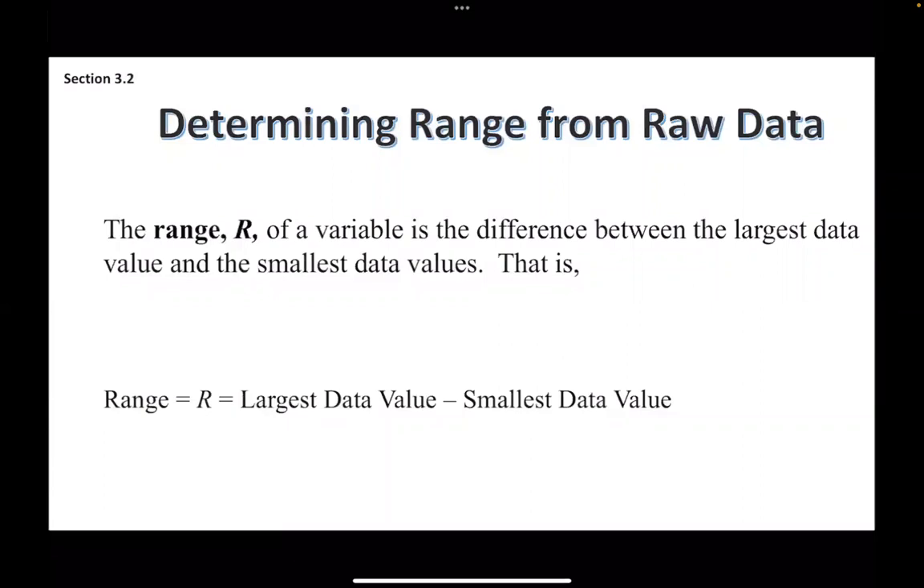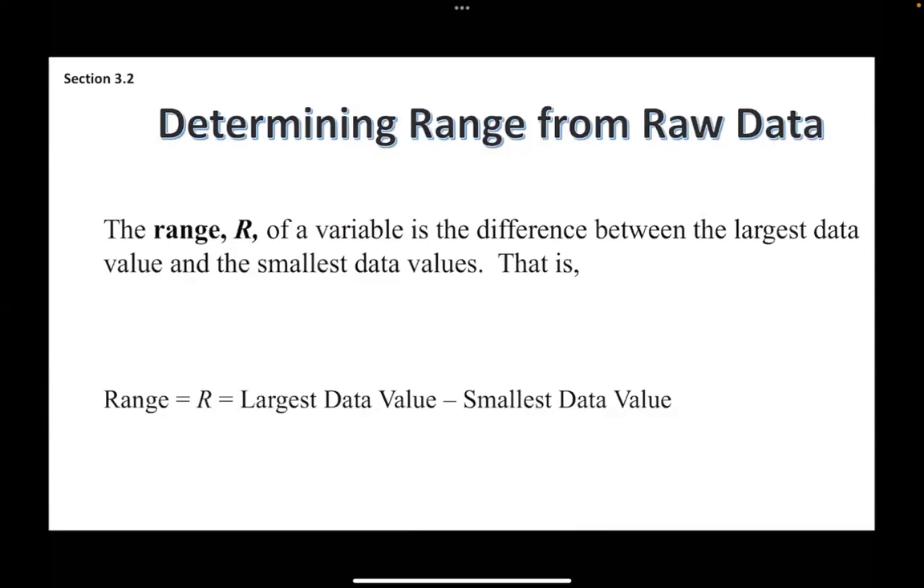Okay. So all of this ties in really well with the mean, because we're going to learn about standard deviation. We're going to learn about the empirical rule. All of that relies on the mean. But first we're going to talk about range. Range is simply the largest data value minus the smallest data value. What is the range of our data? Largest minus smallest. That is it for range.